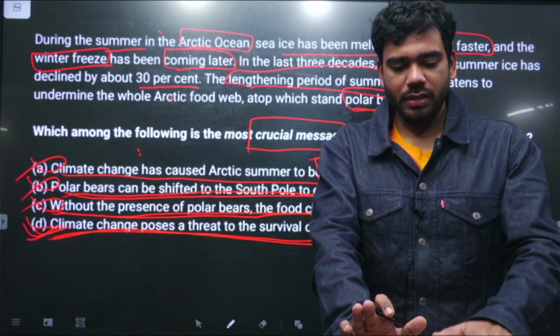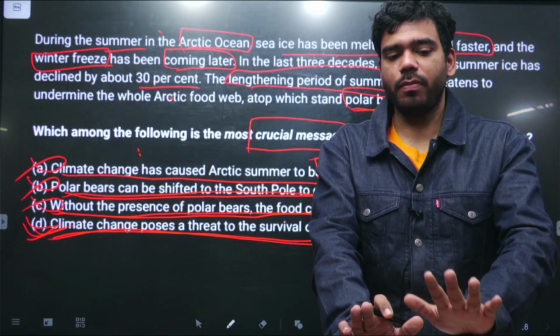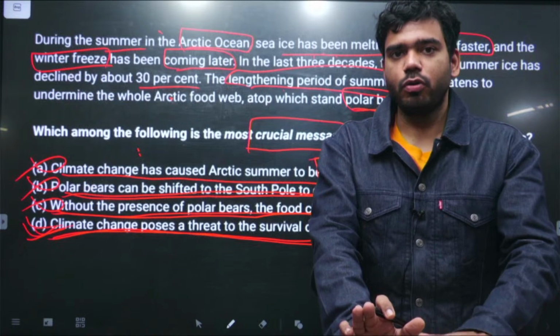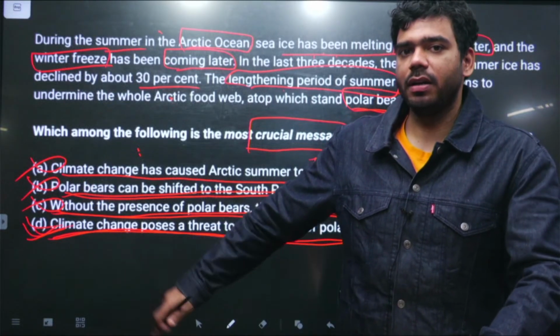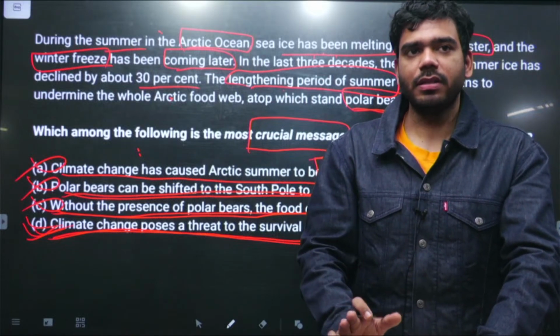Right? So you should only remember this paper, you have to take this paper to clear this prelims, to ensure that this CSAT paper should not be a hurdle in your writing this mains examination.